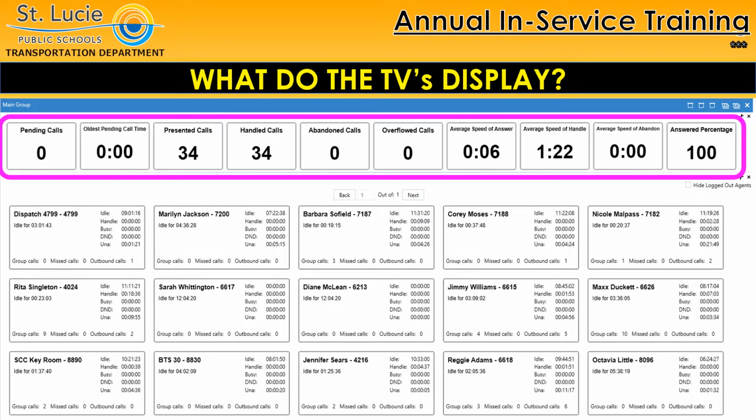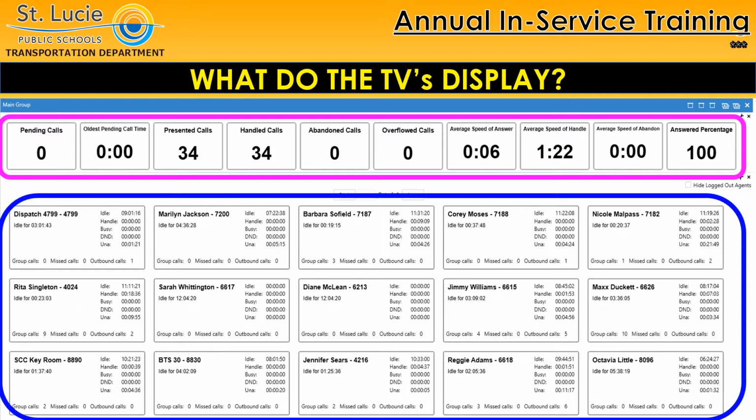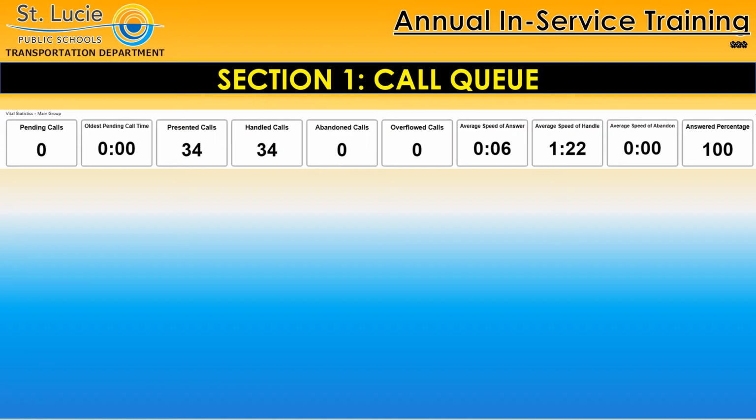Let's take a look at what the TV displays show. In pink, across the top, displays the call queue information. This is the Communications Center as a whole. Below that, in blue, is the details of each individual's extension. Let's take a look at each section now.